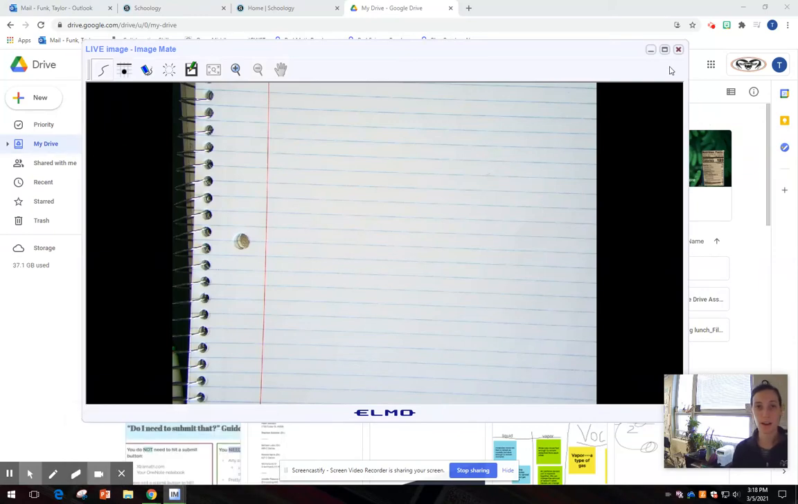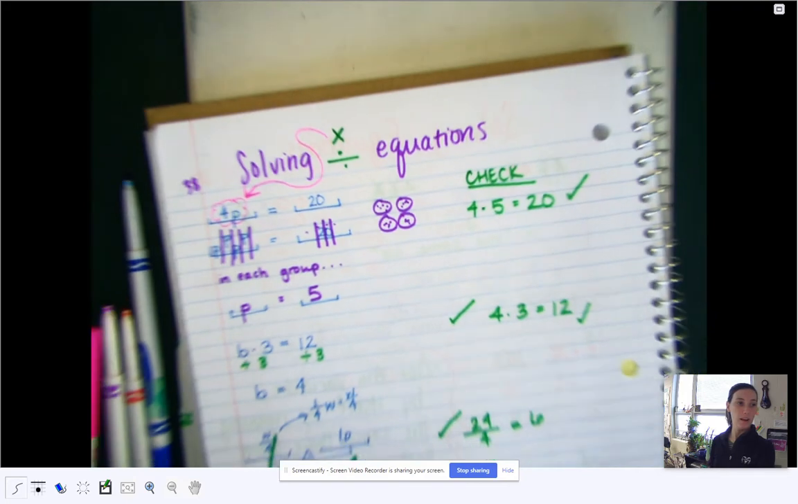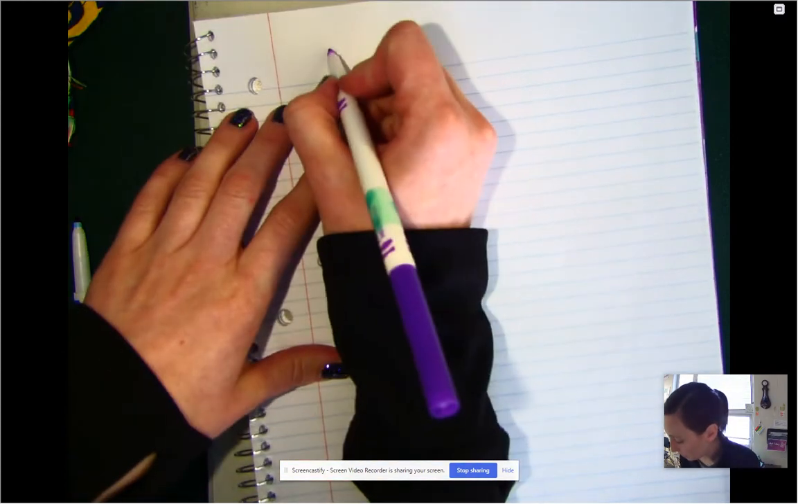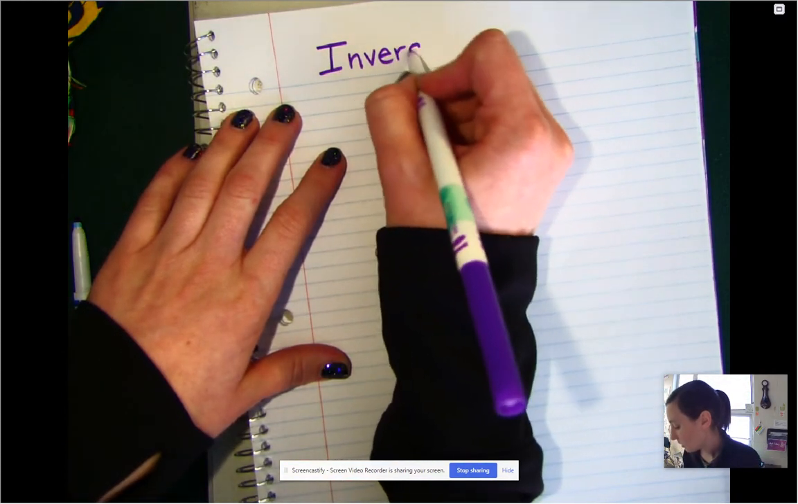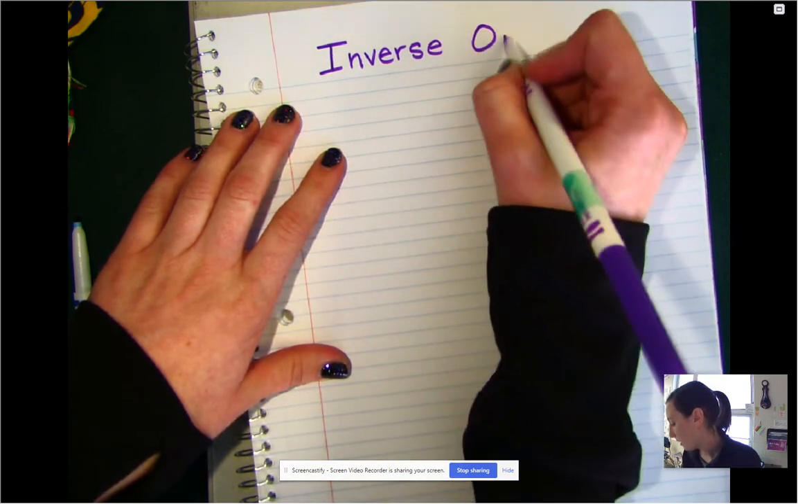Okay, we are on the other side of page 38. Hopefully this will be one of those short videos. I want to talk about inverse operations.